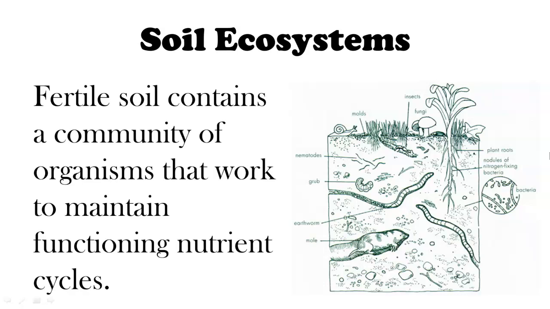Let's talk real quick here about soil ecosystems. So, fertile soil not only has the necessary nutrients required for plant growth, but it also contains a community of organisms that work to maintain functioning nutrient cycles. If we think about the humus layer that forms on the surface of soils, without the complex communities of soil organisms, that humus would never decompose and never get recycled into nutrients, which can then be used again by plants that grow on the surface of the soil.